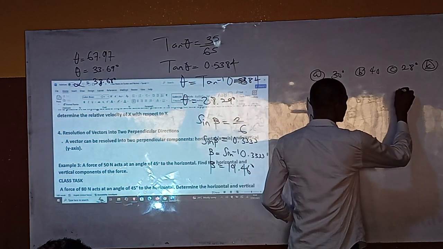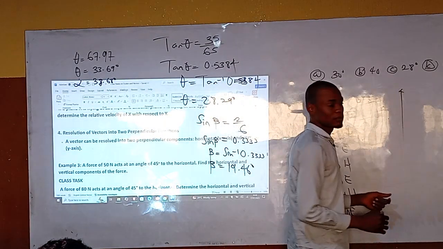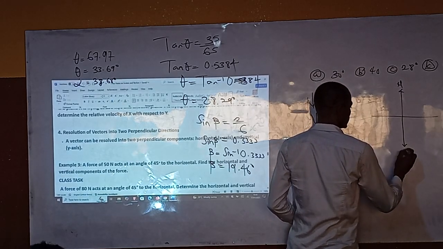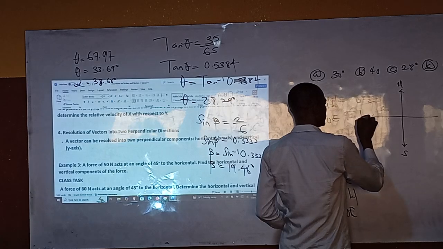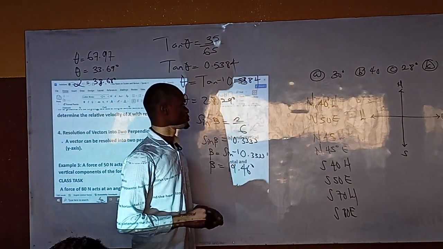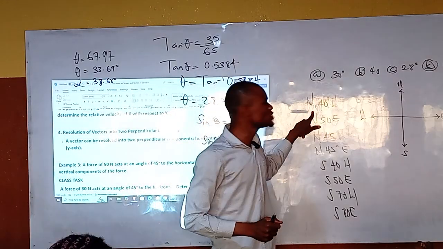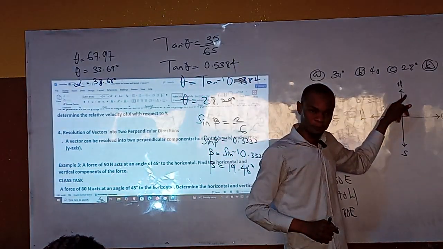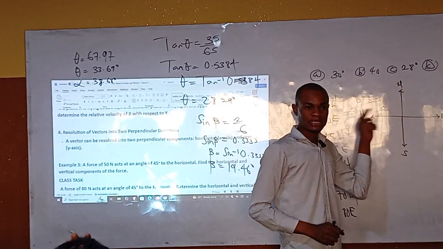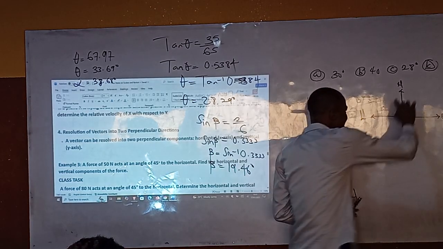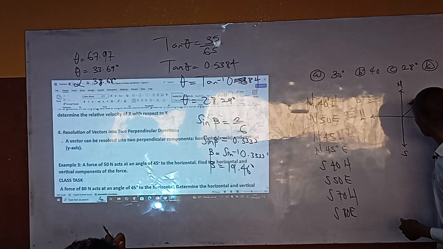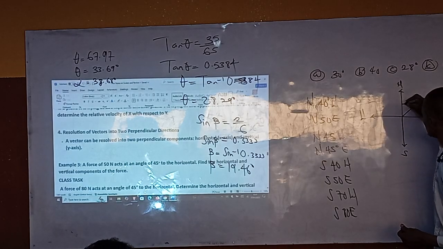I'll draw my cardinal points. Hope the camera is there, right? North, south, west, east. You are going to measure from the north. This is north, this is south, this is west, this is east. North 40 degrees west: you will draw a line measuring from the north.